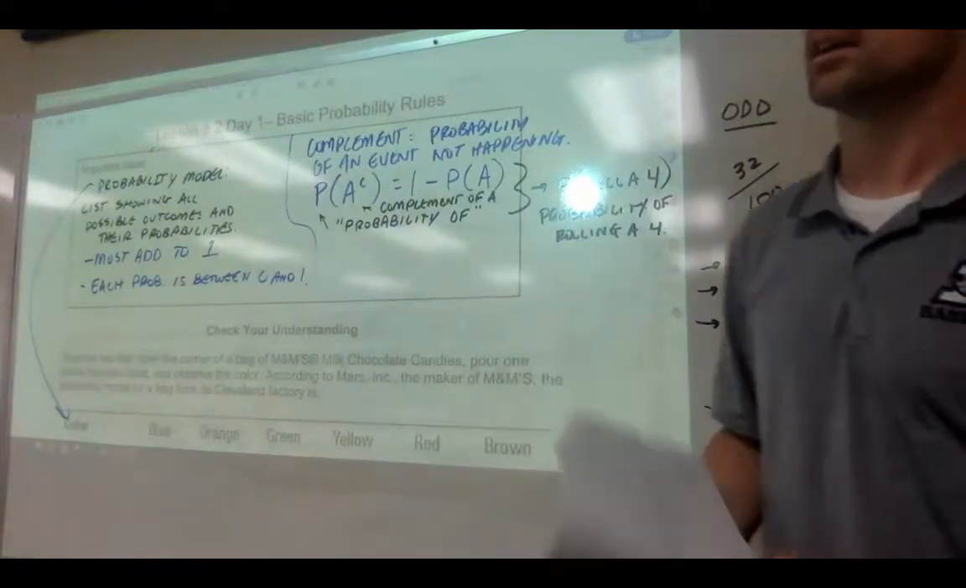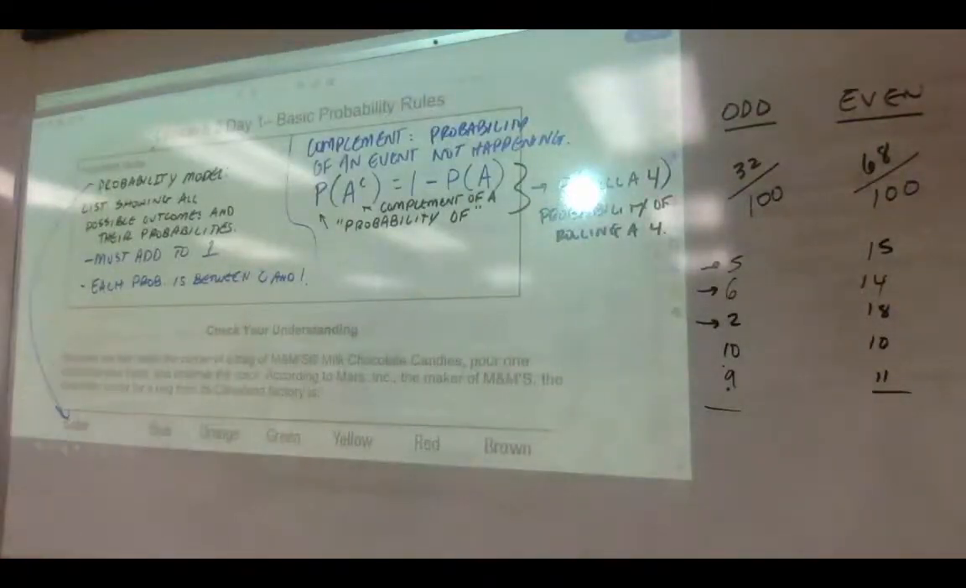So now what we're going to do is roll this die. The event that we're measuring, event A, is rolling a 4. What's the complement of rolling a 4 with 1 die? 5 over 6. The probability would be 5 over 6, right? It'd be 1, 2, 3, 5, or 6. Does that make sense? So that's the complement of events.